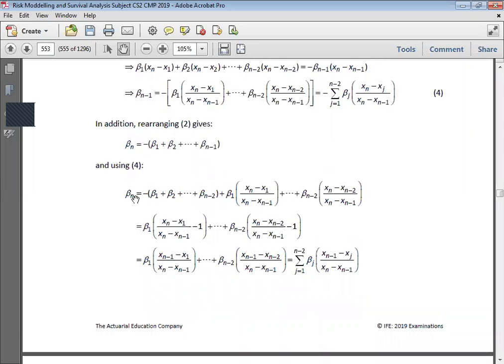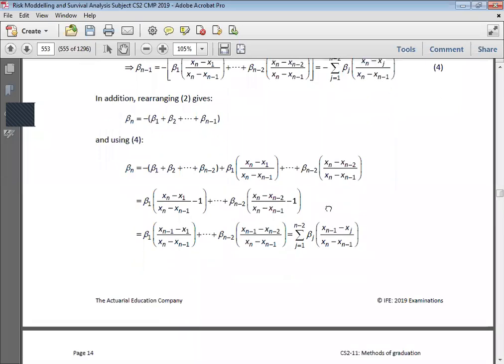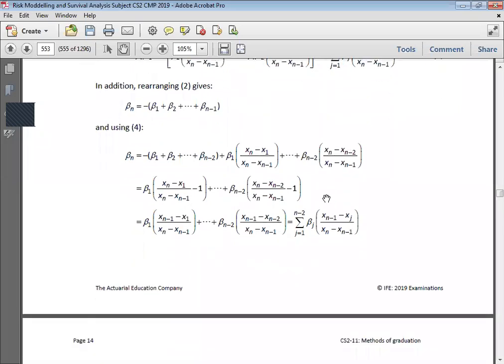So your beta n is equal to minus of all of these till beta n minus 2. And instead of beta n minus 2, you substituted this particular function, which can be summarized as this summation, you substitute it here. And once you get that, you just combine the coefficients of this beta 1 and this beta 1.